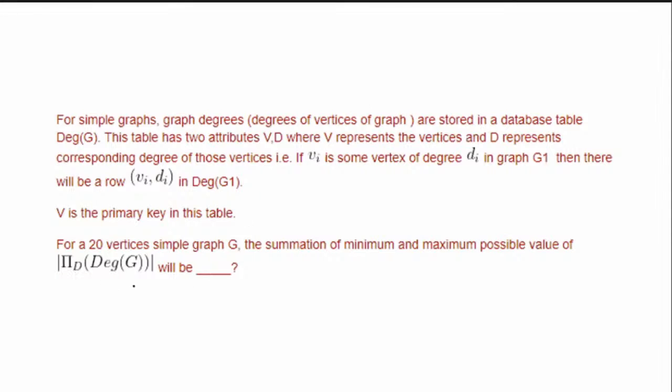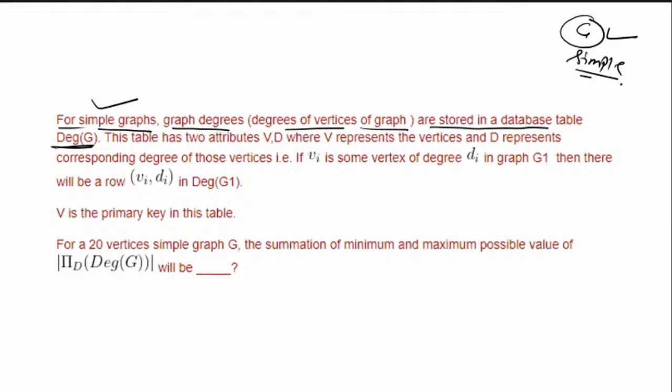Now let me read out what this question is saying. He's saying, for a simple graph, the degrees of vertices of the graph are stored in a database table D of G. So he's saying that you have a graph G, and this graph G is a simple graph.